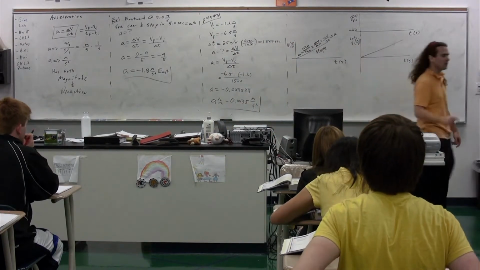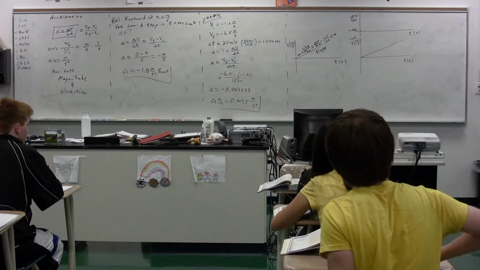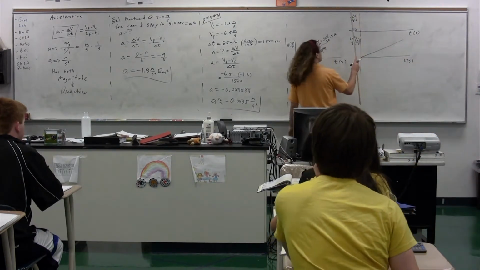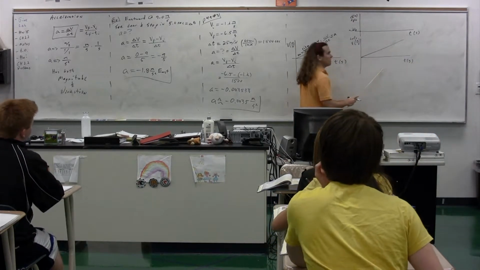Now, remind me, class, what is the slope of a position versus time graph? Velocity. In other words, the slope of this graph is the velocity.